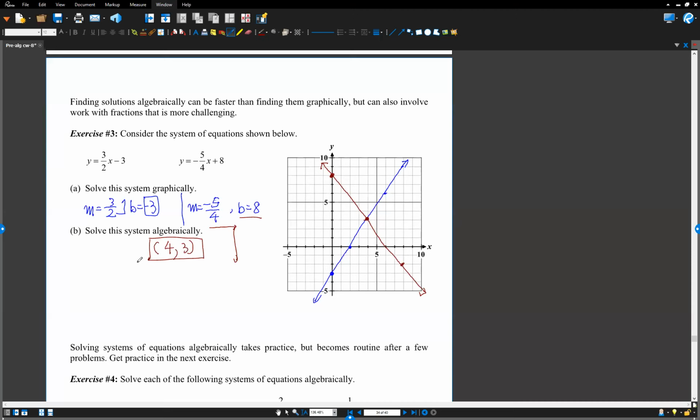Now let's find it algebraically. That's your job. Try this one algebraically. At this point, this variable y and the other variable y have the same value. Now we need to set them equal. So 3/2 x minus 3 equals -5/4 x plus 8.